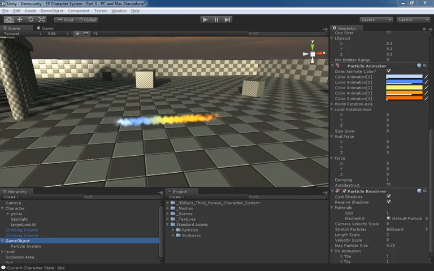In this video, we're going to take a look at the damping property of the particle animator. And what damping does is it allows you to control how much of your particle's motion is preserved from one frame to the next. It's a 0 to 1 value, with 0 representing no motion being preserved and 1 representing 100% of the motion being preserved.